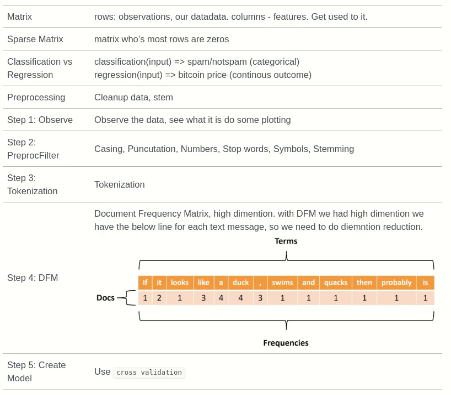Data science terminology continued. Metrics, sparse metrics, classification and regression, preprocessing, observation, preprocessor filter, tokenization, DFM. We will scan through these topics and more. So let's begin with metrics.